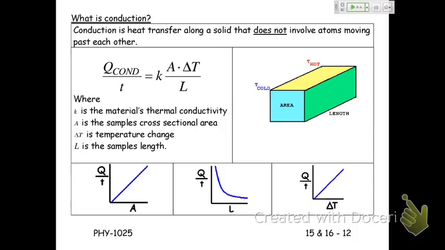Let's go into a bit more detail. So this is a block of material, and we have a cold end and we have a hot end. It's got a certain length and it's got a certain area. And we'd like to know how much energy flows down this thing per second. If it's a big temperature difference, I expect a lot of energy to flow through. If there's no temperature difference, no energy is going to flow through.